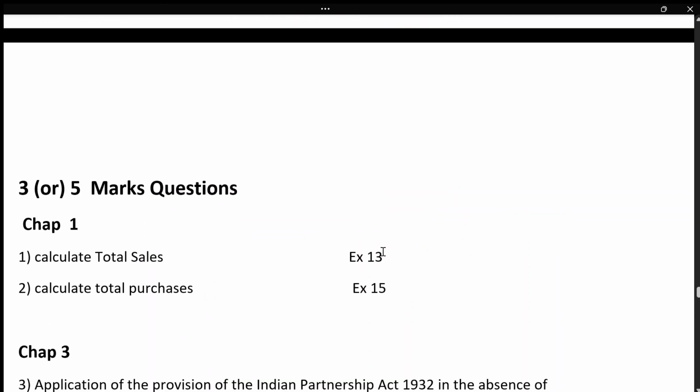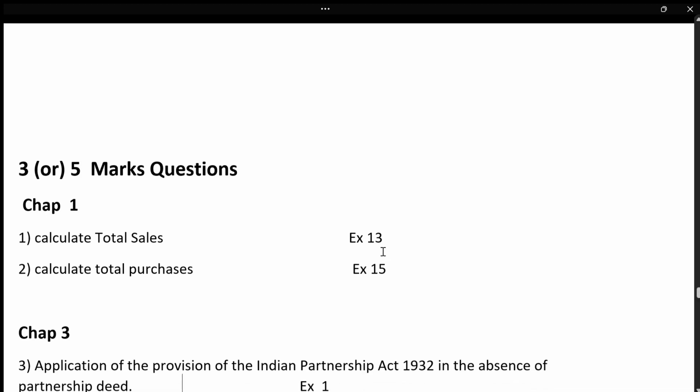Next is 3 marks or 5 marks. Some sums may be asked in 3 marks or 5 marks. Here is exercise 13 in chapter 1: total sales. Here the bills receivable account also you should prepare. So 2 accounts you are preparing here to find the total sales. Same way for total purchases also: bills payable and total creditors.